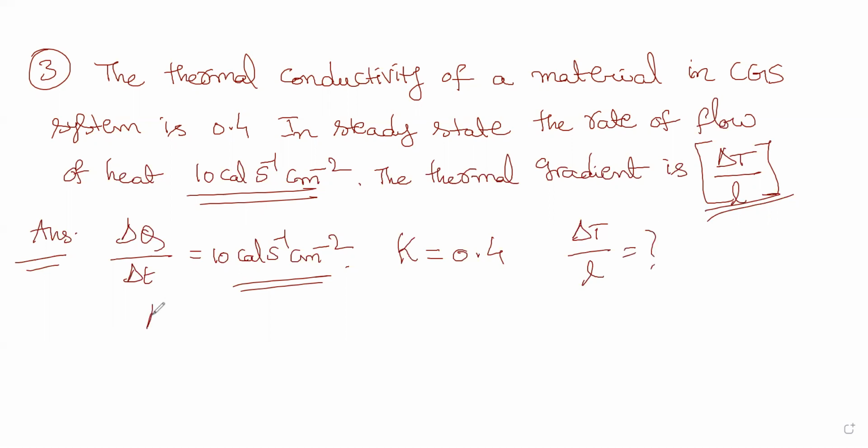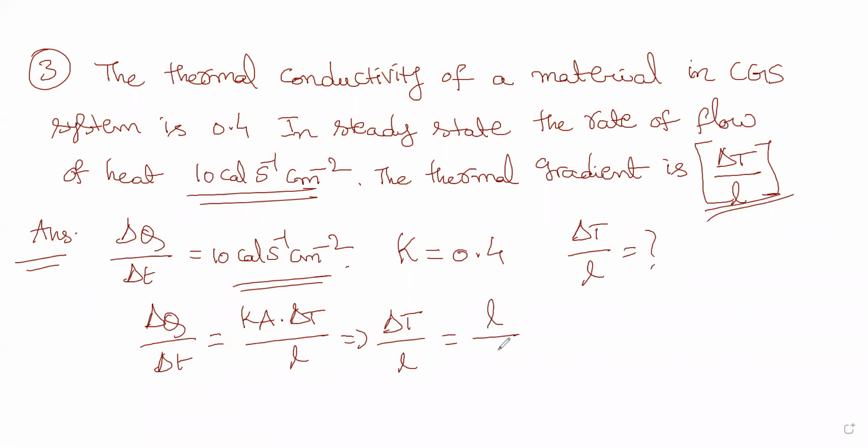So we know that delta Q by delta T is equal to K A into delta T divided by L. What they asked us is delta T divided by L. That is delta Q divided by delta T into 1 by K A. This is what they ask. This is what we have, and now we simply substitute the values.